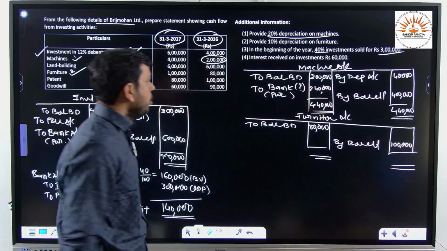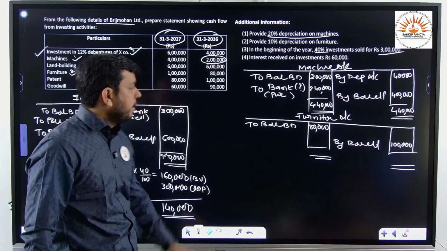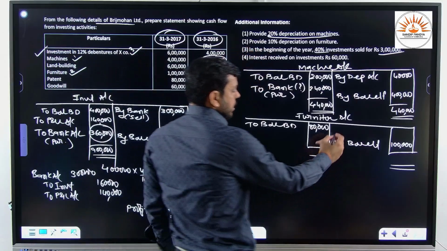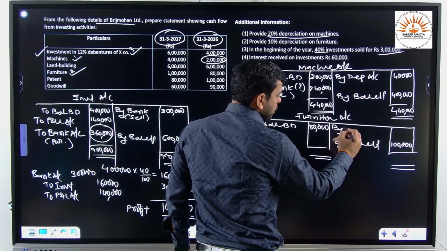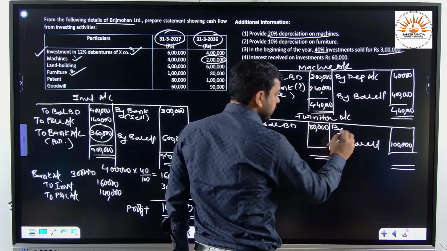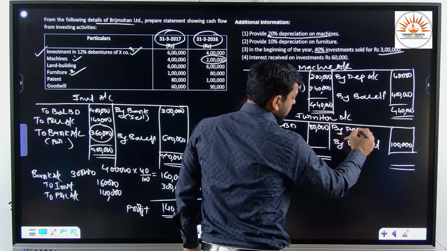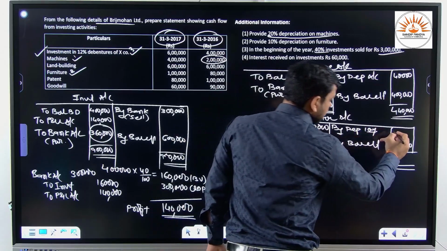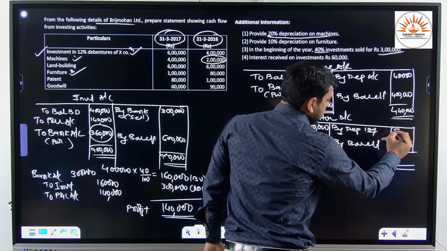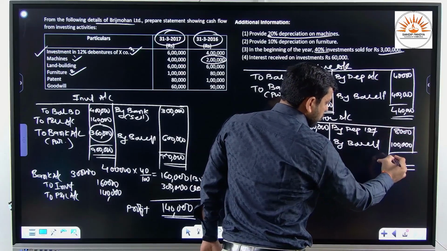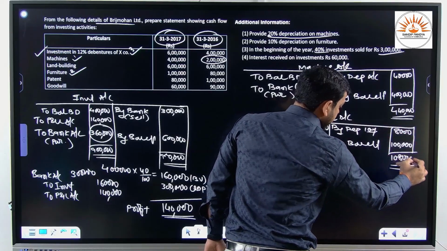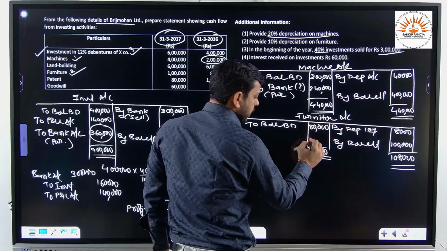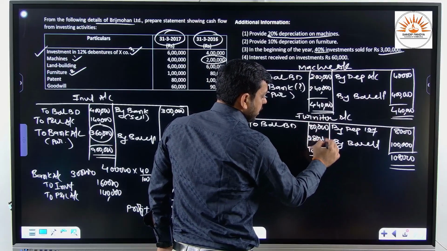Fine. So what does it indicate here? During the year, we are supposed to provide 10% depreciation. So as we know, due to depreciation, value of any asset decreases. So by depreciation account at 10% value, 10% of 80,000 will be 8,000. So if we make the total, which is 1,08,000, 1,08,000 minus 80,000, that is 28,000.